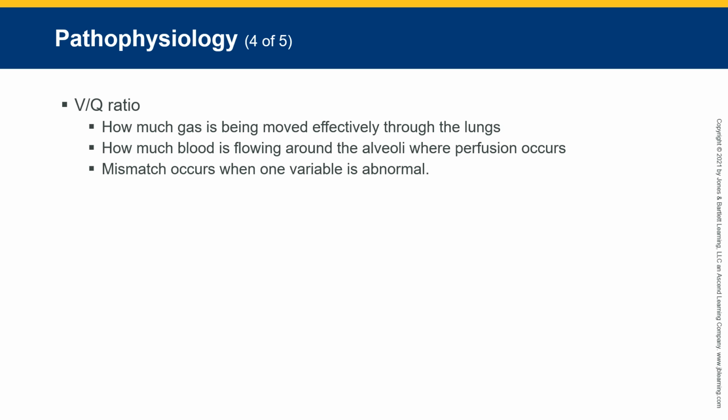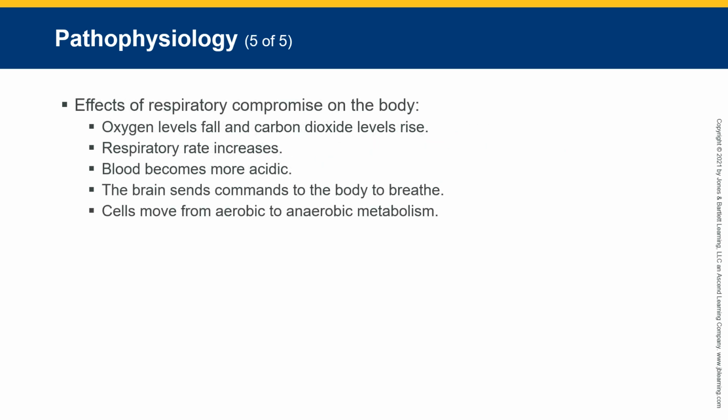Your VQ ratio here, this is how much gas is being moved effectively through the lungs, and then how much blood is moving around the alveoli there. These things have to match up. You have to have enough of it going. If you have a mismatch of one of them, you're going to have something abnormal. And the VQ is ventilation and perfusion. So this is the amount of air coming into the lungs, and then how much of that is actually taking off CO2 off of the blood and putting oxygen onto the blood.